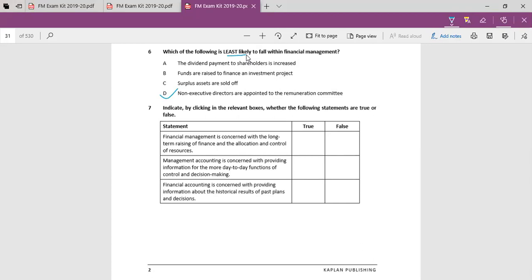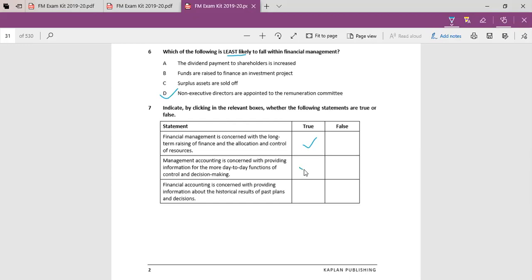Indicate by clicking in the relevant boxes whether the following statements are true or false. Financial management is concerned with long-term raising of finance and the allocation of control of resources. True. Okay. Management accounting is concerned with providing information for more day-to-day functions of control and decision making. You've learned about management accounting, no? So F2 is management accounting. True. So this is also done.